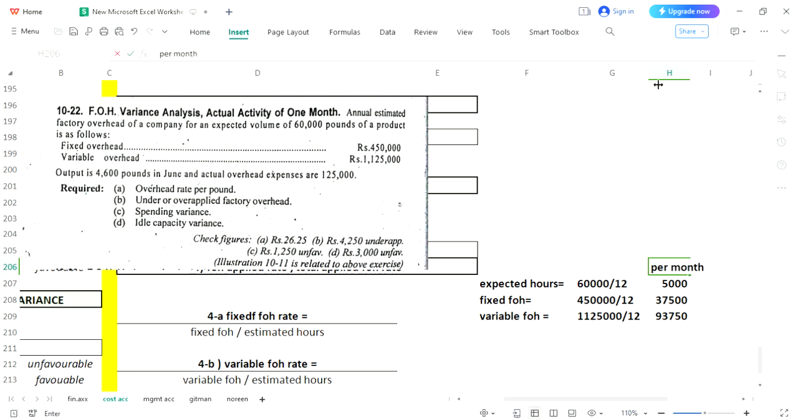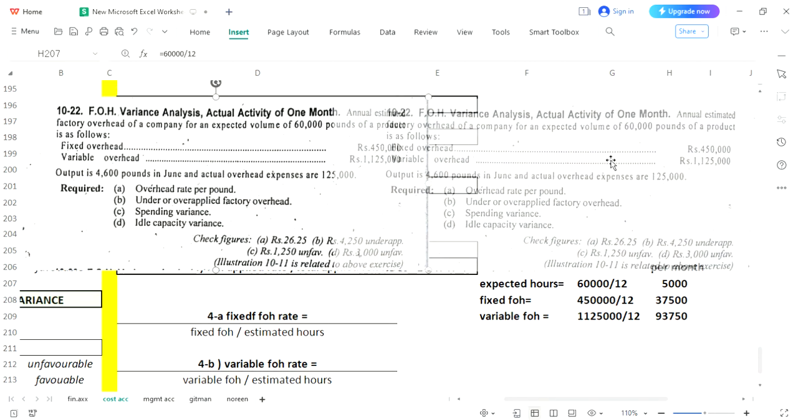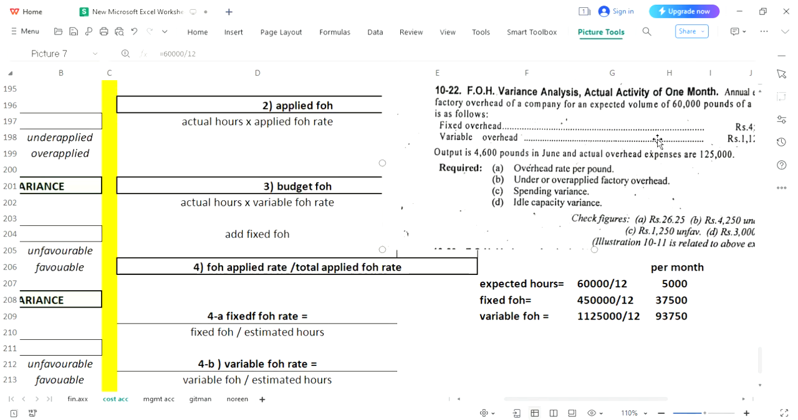This was our problem which was given in the question. You can see three annual amounts were given and two amounts were given for a single month. So what you have done is change these three amounts into per month amounts. How? You have divided all three amounts by 12, with which the expected hours, fixed FH and variable FH have been changed into per month. Our problem has been sorted out. Now we can use these amounts openly.